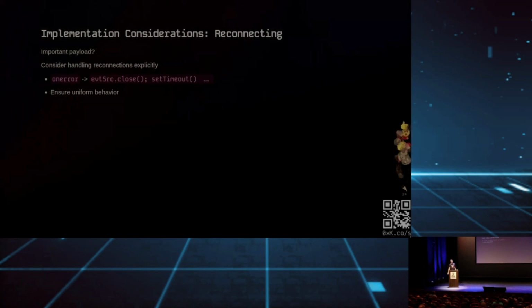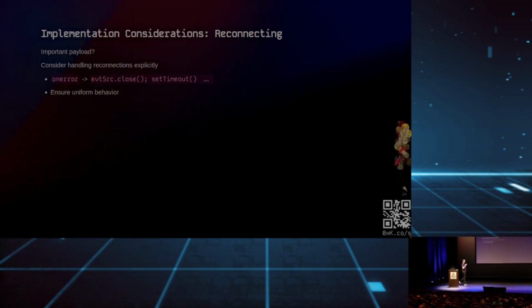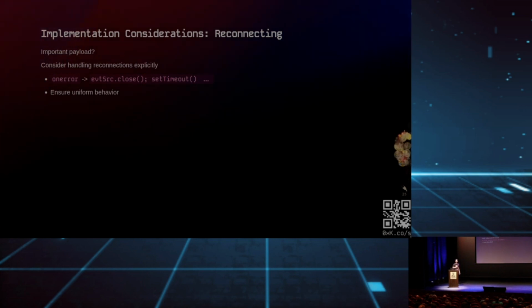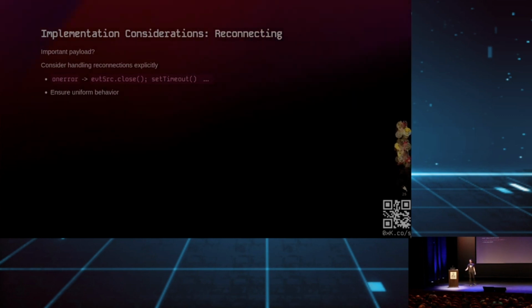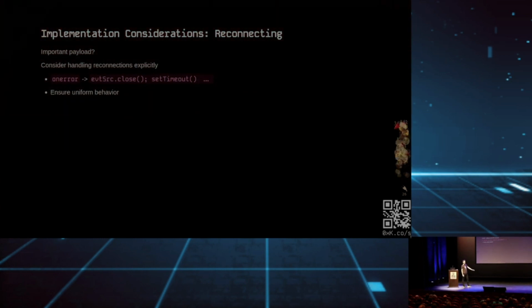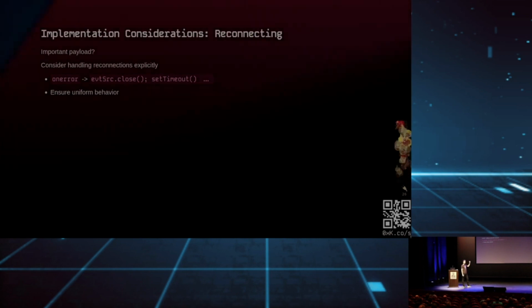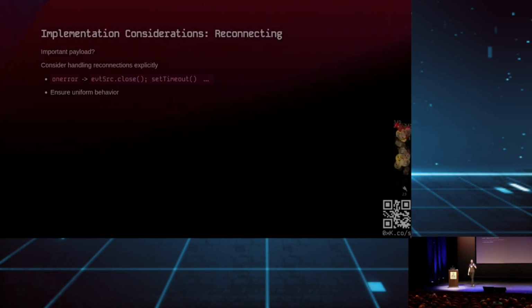So my recommendation is if you're using SSE and the payload is important enough, you might consider handling the reconnections explicitly. And not just reconnections really, but the entire connection management flow. So you would do that by subscribing to the error event, closing the event source so that it does not retry, and then using your set timeouts or whatever to do your reconnection on your own terms.